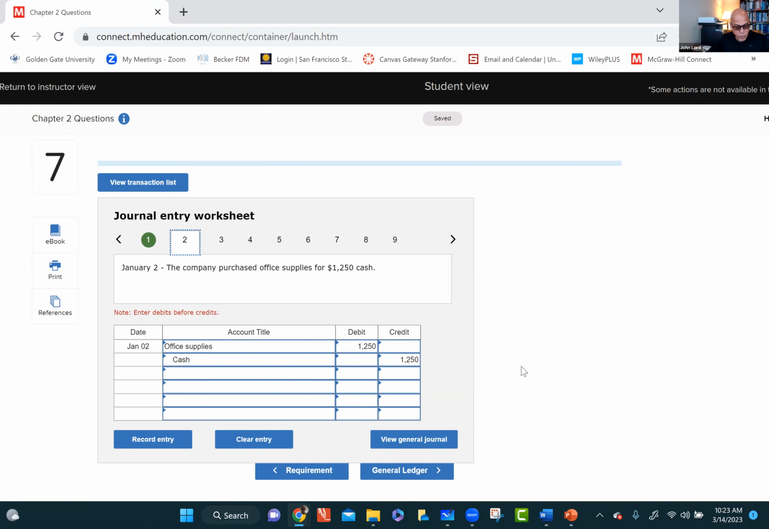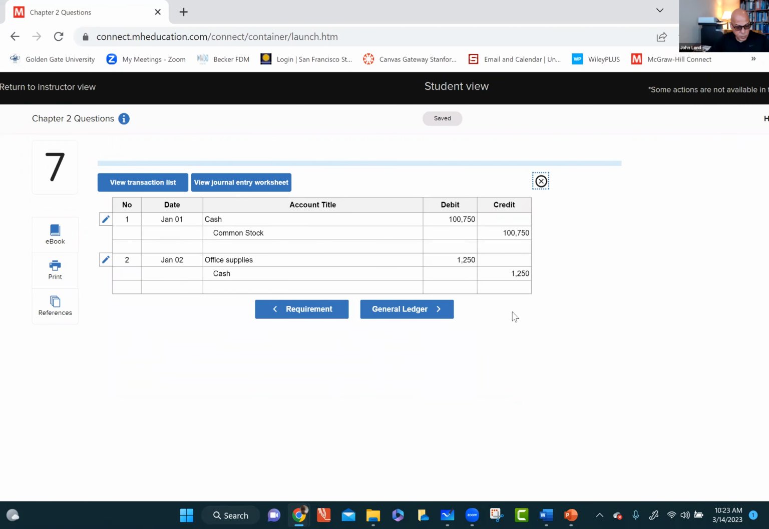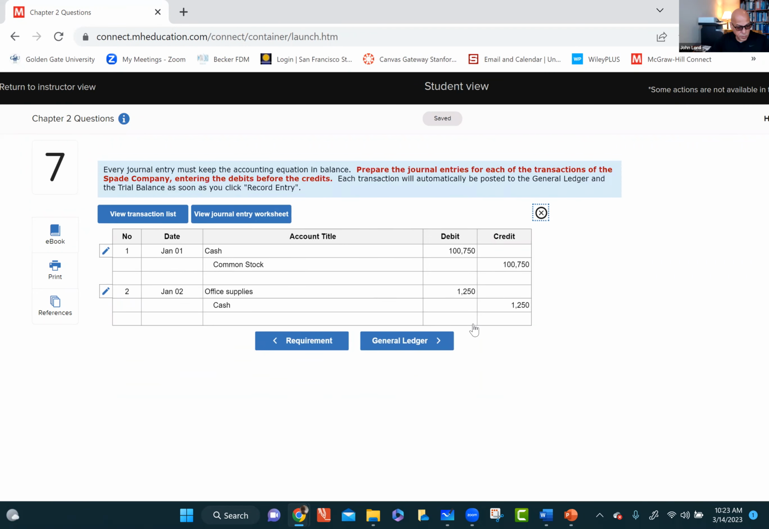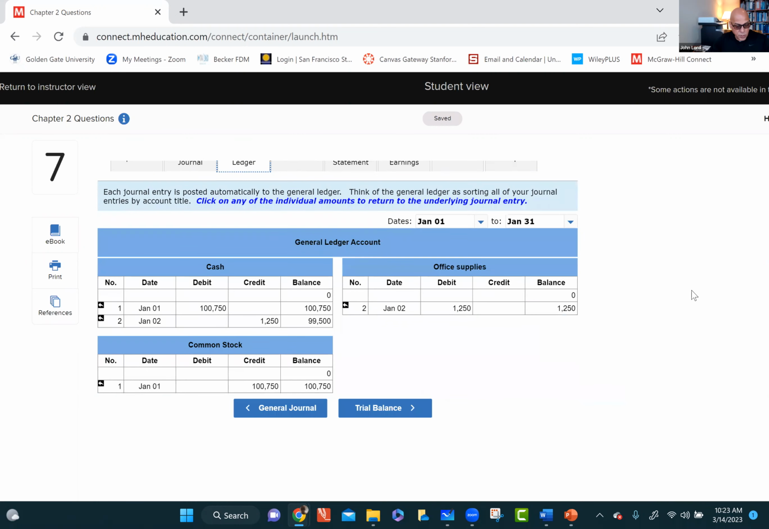When I view the general journal, what should I see? Debits and credits of office supplies and cash. Good. Okay, I wanted to look at the journal. Let me do it, general ledger. Let me do it this way. Good. So now my cash balance has come down, but my office supply account has come up.